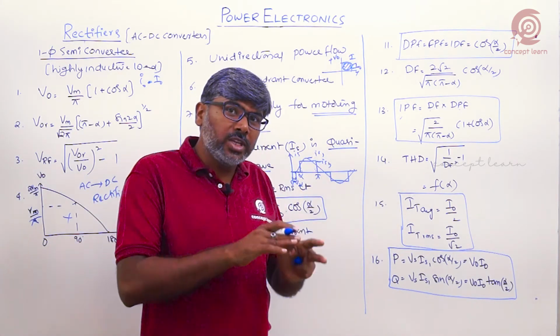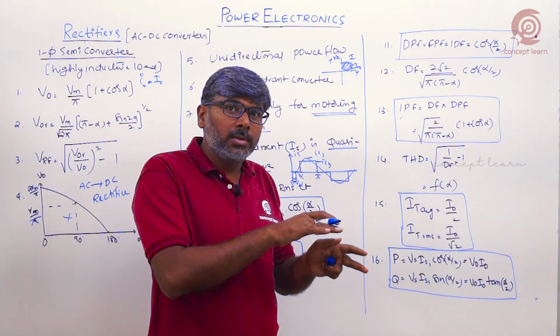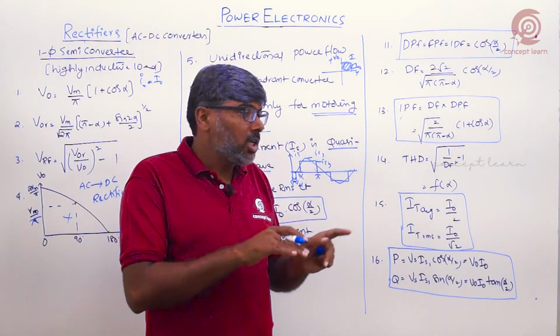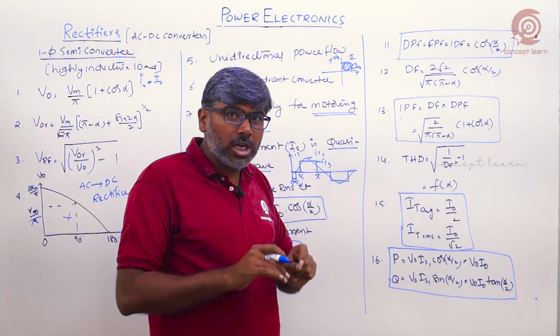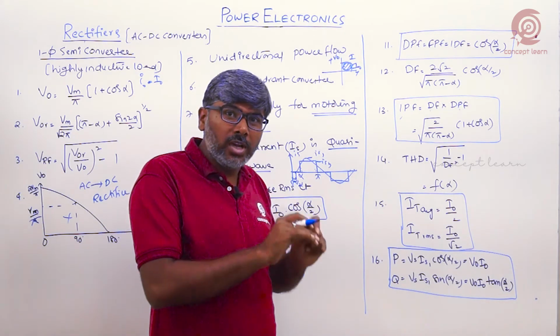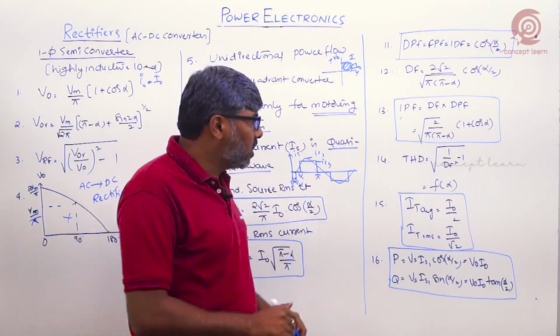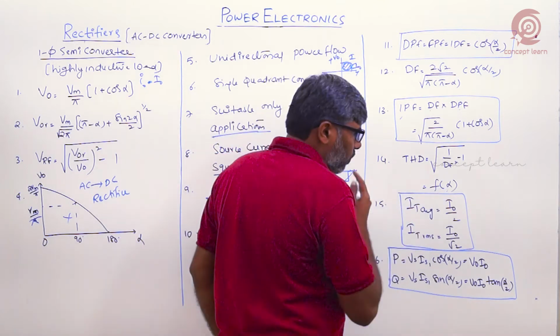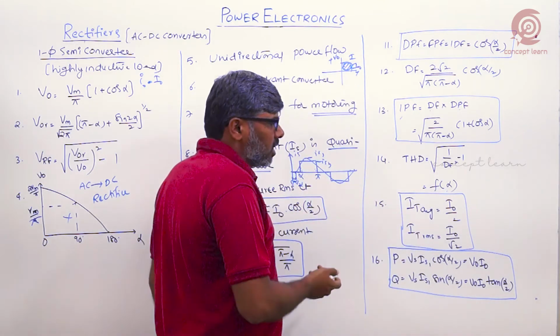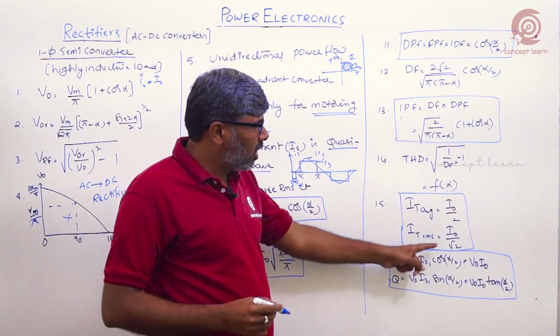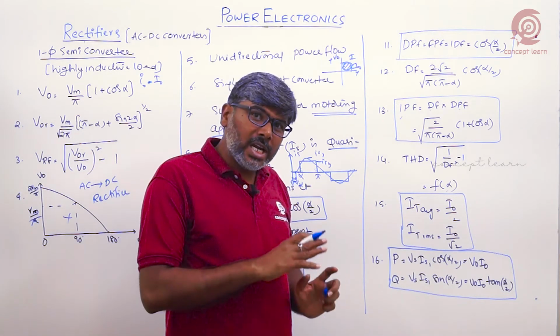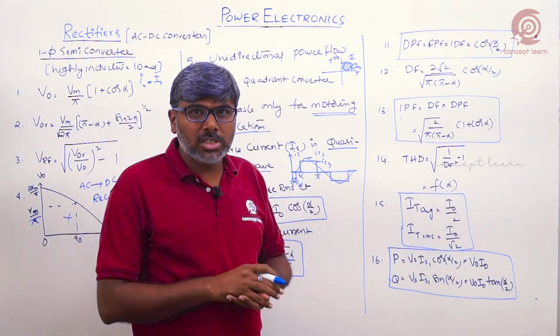So THD is fixed in the full converter, 48.3%, right? Whereas in the semi converter, source current THD is not at all fixed. It varies based on the firing angle. So that is why THD is a function of alpha. Right? Now coming to the average and RMS switch currents, I0 by 2 and I0 by root 2. Here the conduction is again continuous conduction, right?